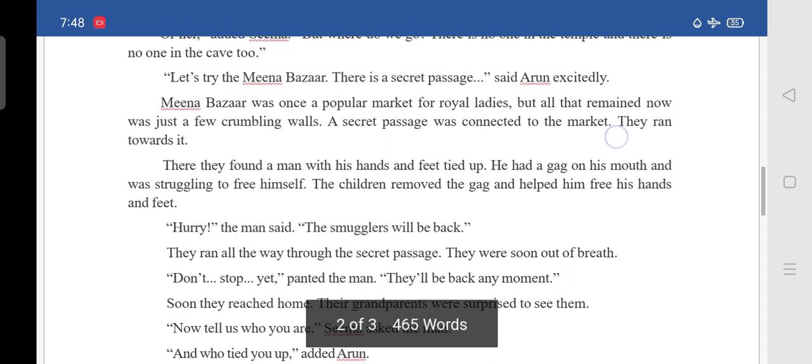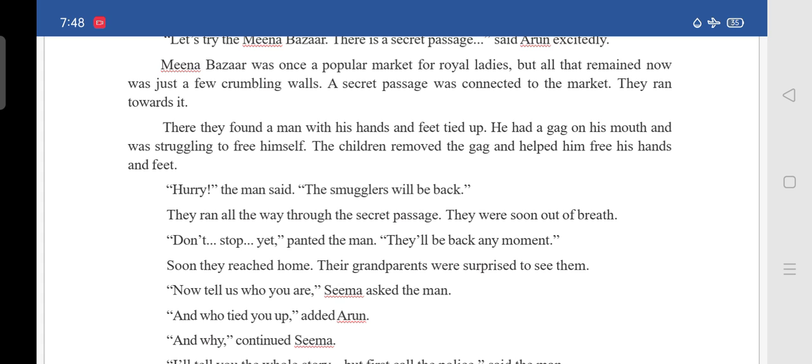There they found a man with his hands and feet tied up. He had a gag on his mouth and was struggling to free himself. The children removed the gag and helped him free his hands and feet.